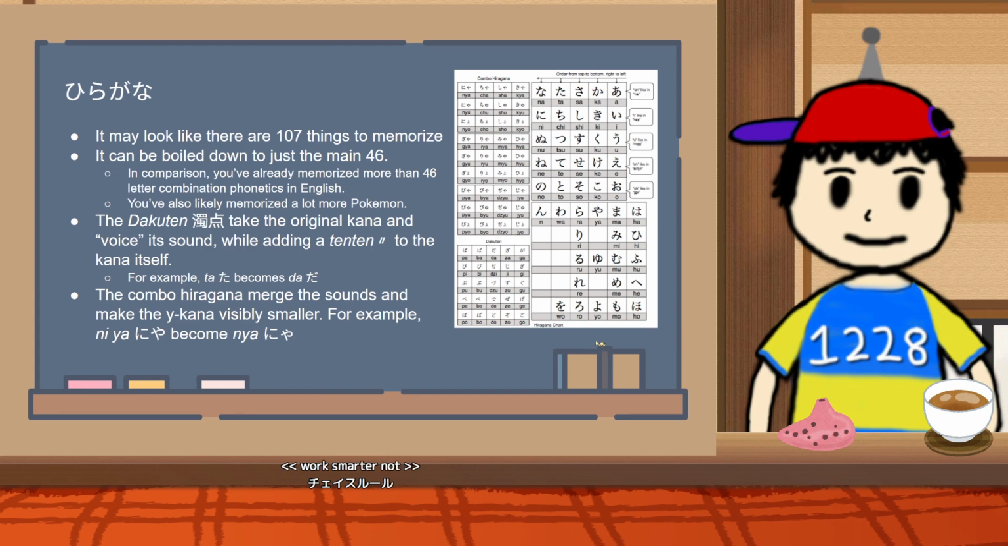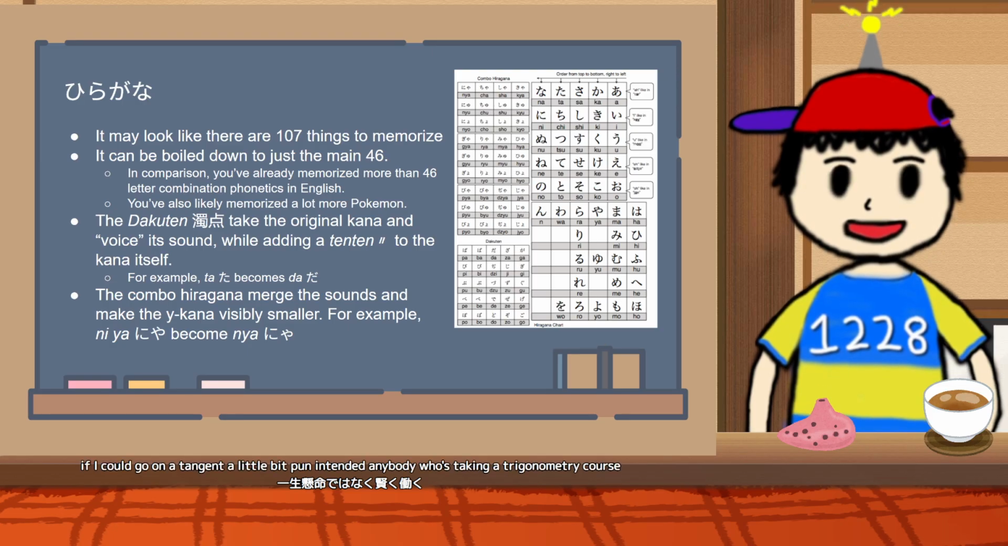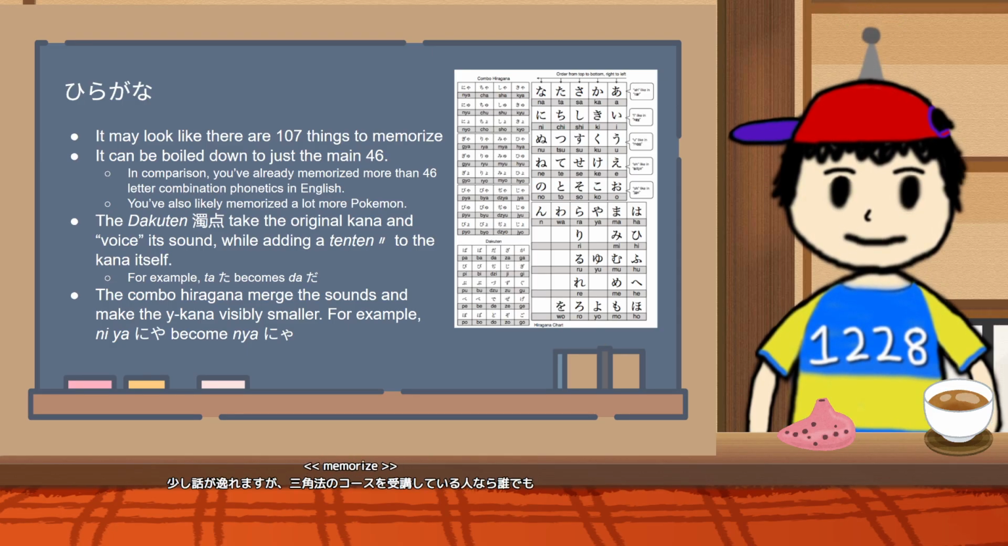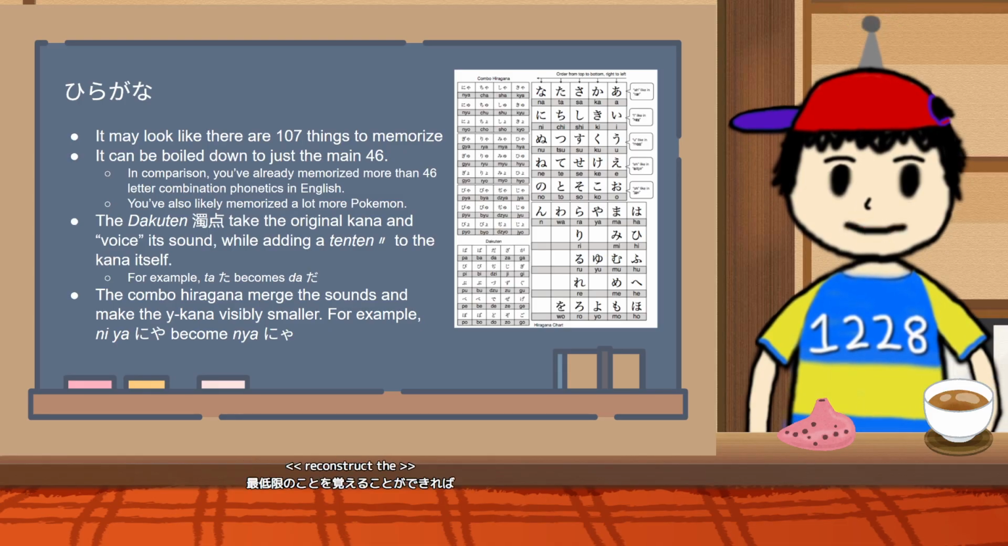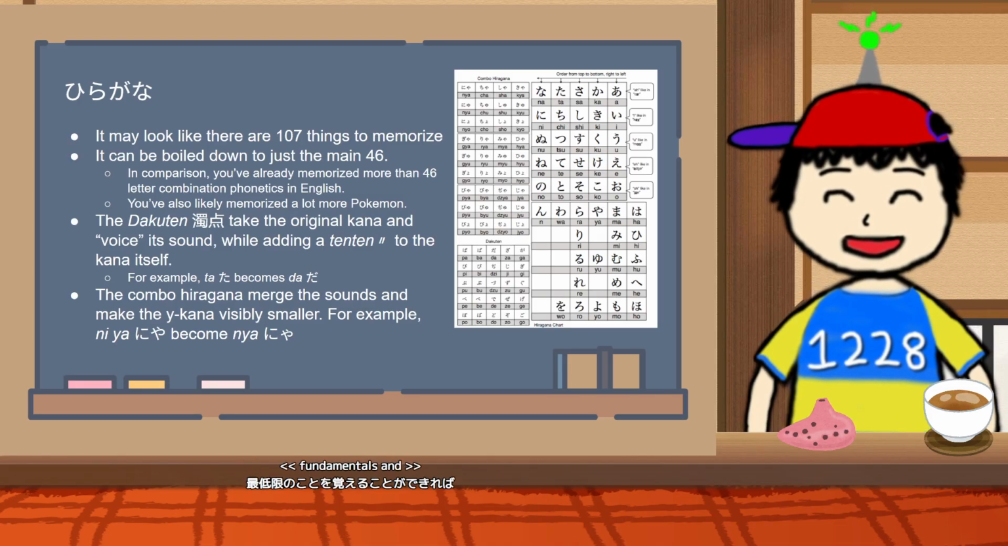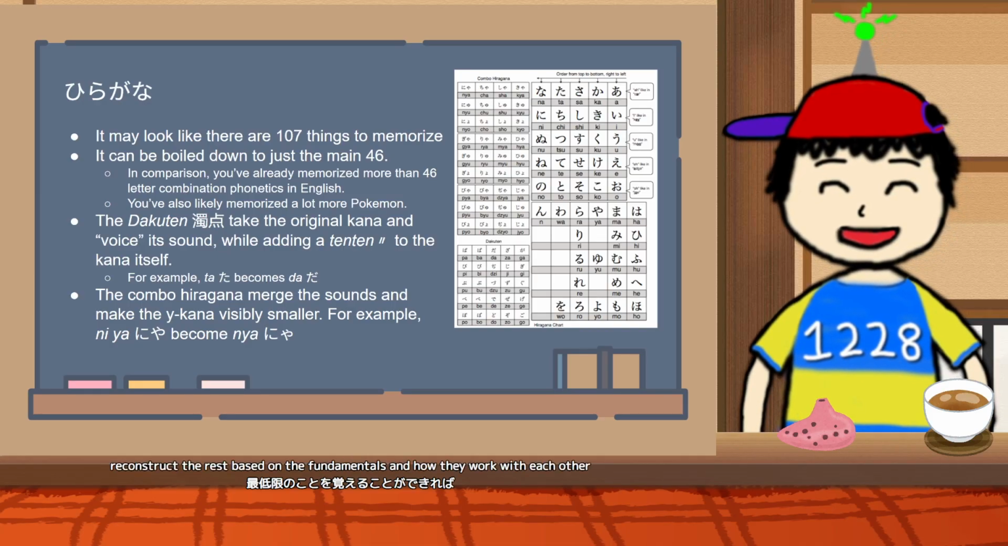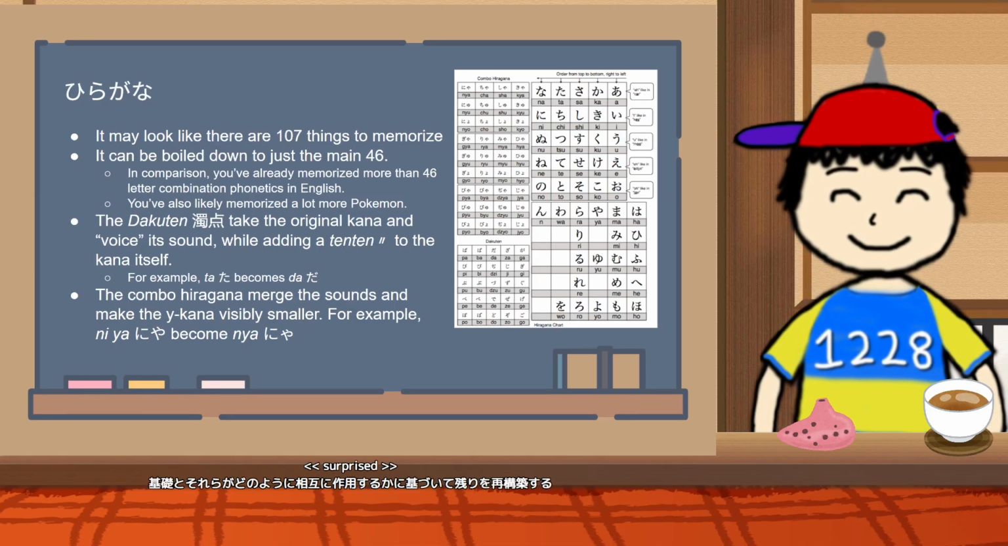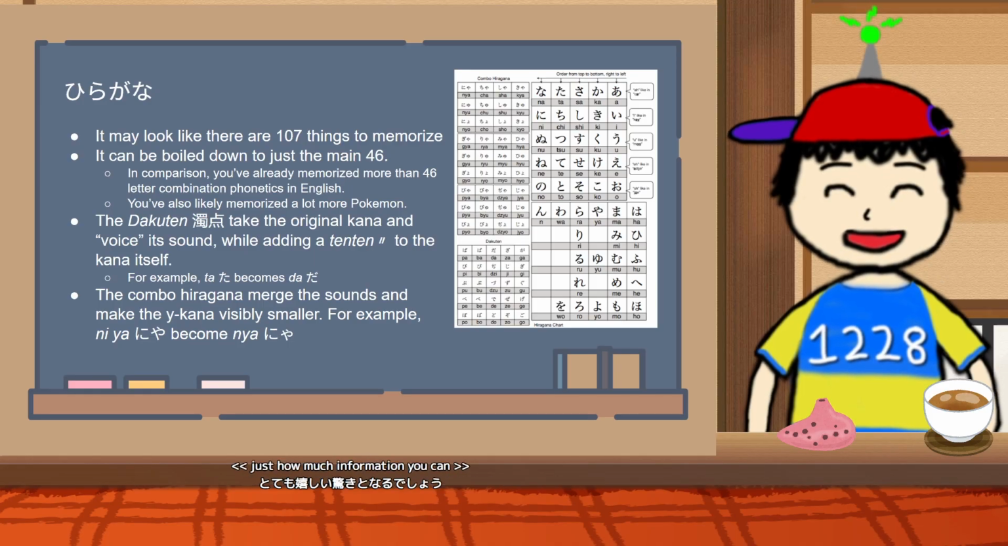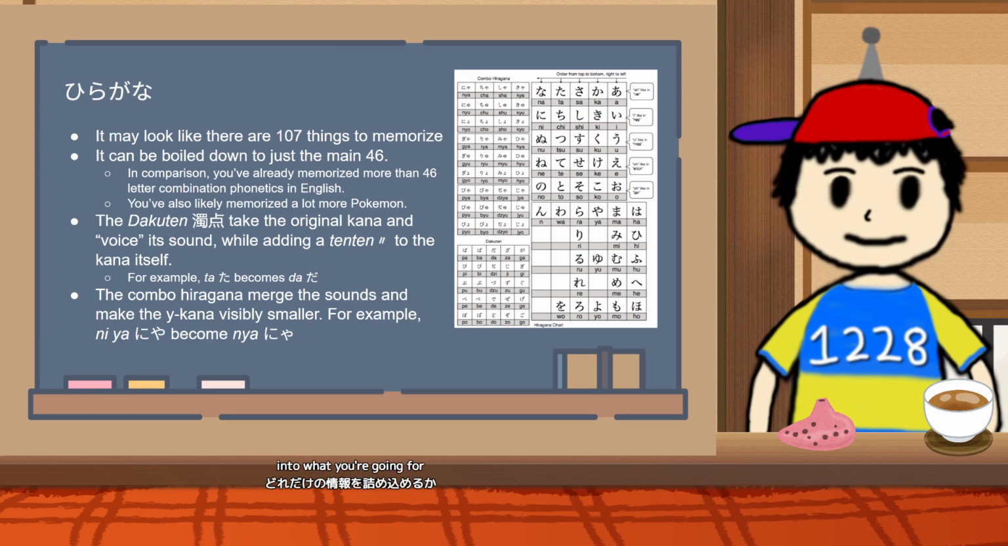Work smarter, not harder. If I could go on a tangent a little bit, pun intended, anybody who's taken a trigonometry course easily gets overwhelmed by how many things they feel like they have to memorize. If you can memorize the bare minimum and reconstruct the rest based on the fundamentals and how they work with each other, you'll be very pleasantly surprised to know just how much information you can cram into what you're going for. And let's give an example.